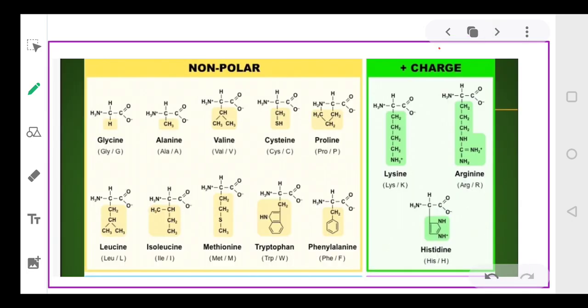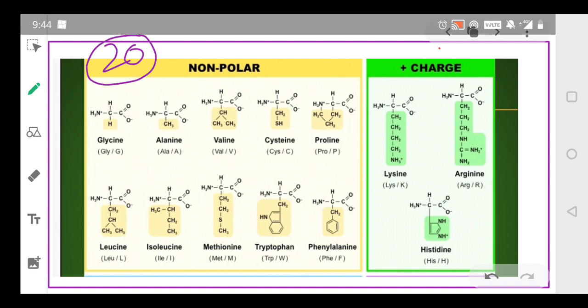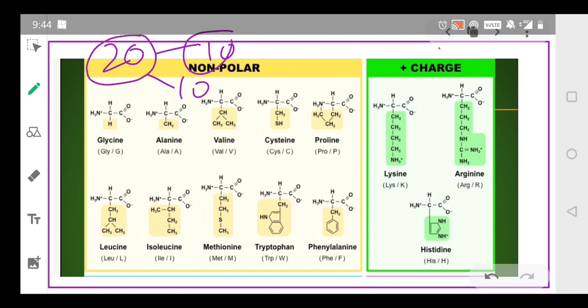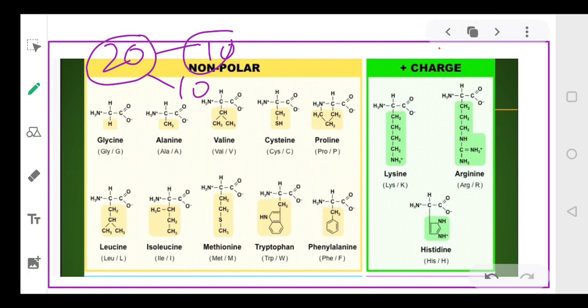Now, coming to this, there are 20 amino acids. Out of these 20 amino acids, 10 are referred to as polar amino acids and 10 are referred to as non-polar. Non-polar means they are repelled by water molecules. So these are the amino acids that run away from water.